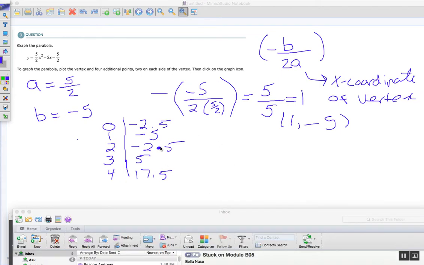So to finish up, you would plot these points using the grapher in Alex. I know it's kind of picky about how you put in your answers, so it might require that you put these in as fractions, and there is a fraction button. So let me know if that's what you're struggling with on these.